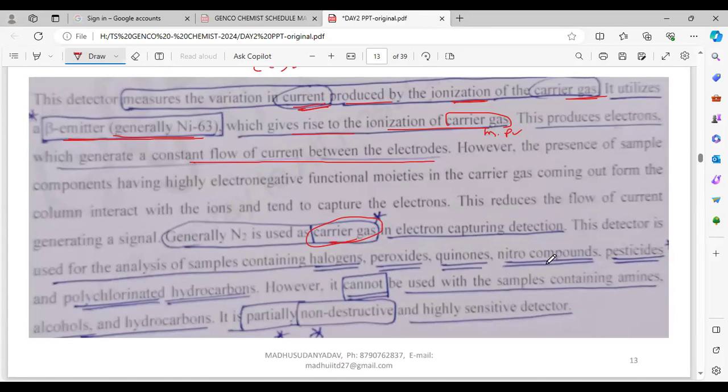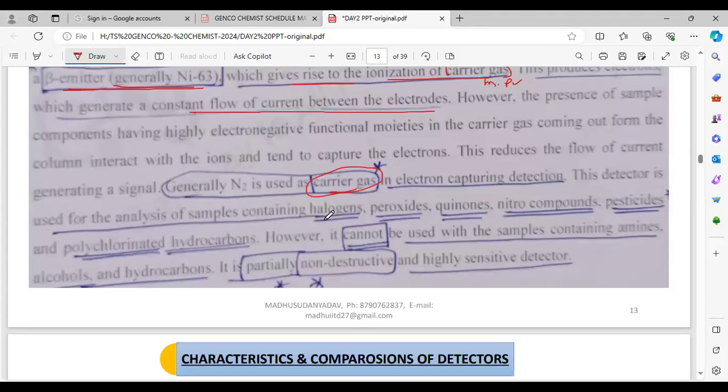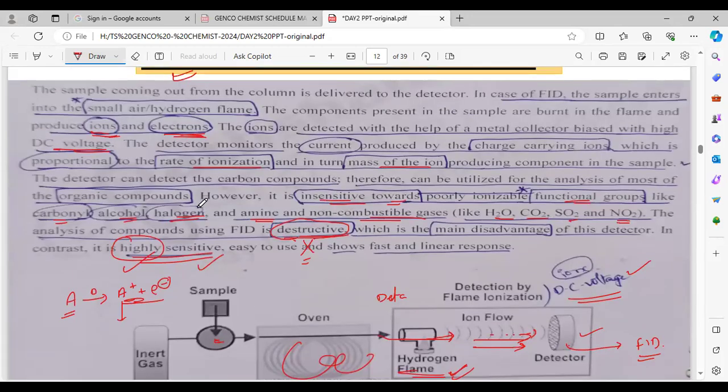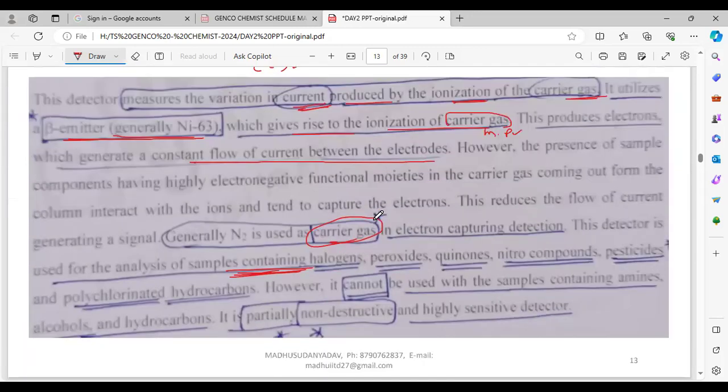Right. So this detector is used for analysis of samples containing, what kind of samples? Earlier, look at this, halogens were not detected by FID, isn't it? But the same halogens are detected by ECD. So it is used for the analysis of halogens, peroxides, phenols, nitro compounds, pesticides, and polychlorinated hydrocarbons. That means PCH. But it cannot be used for samples containing amines, alcohols, and hydrocarbons.